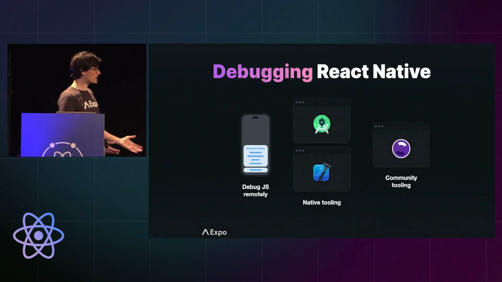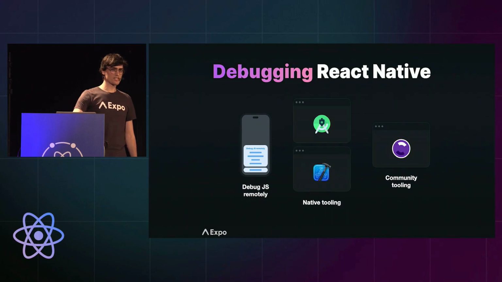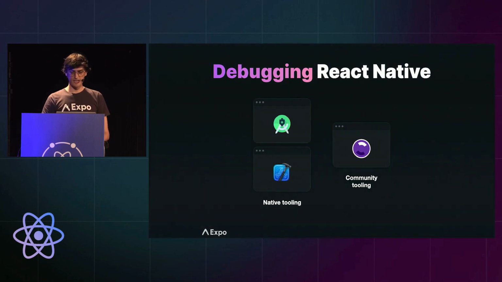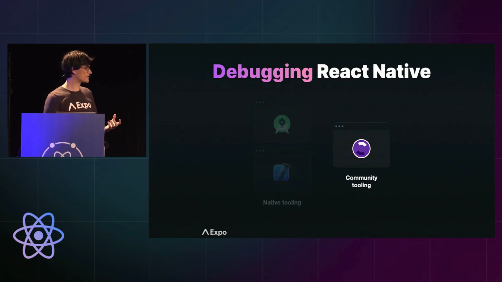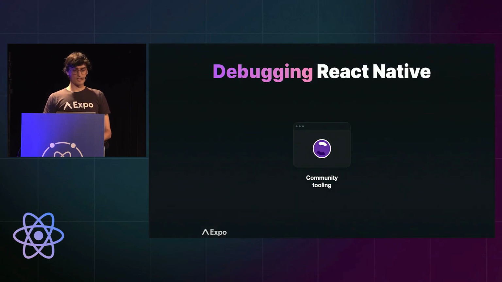So all of these tools right now have their pros and cons. Debug JS remotely is not really possible anymore with Hermes and synchronous communication with JSI. So that's not an option. Native tooling works great, but not for our use case. We don't want to visualize the native layers. We want to track the error that's coming from JavaScript. And then there is Flipper.